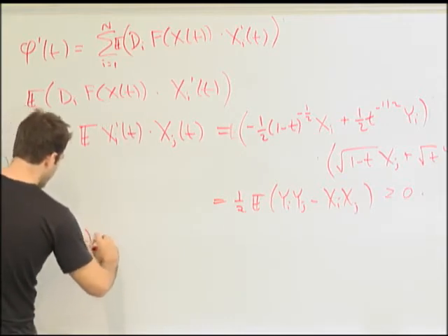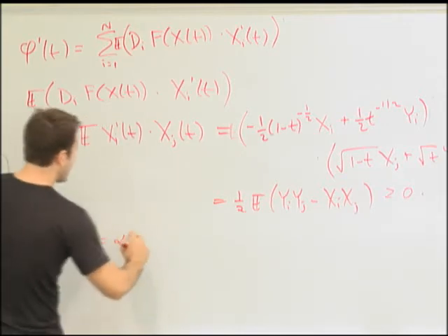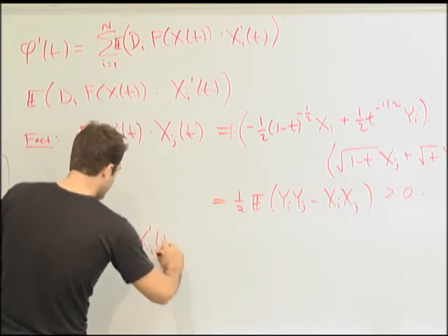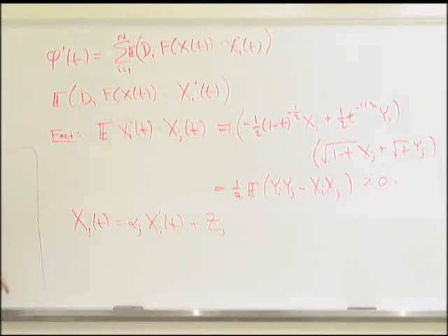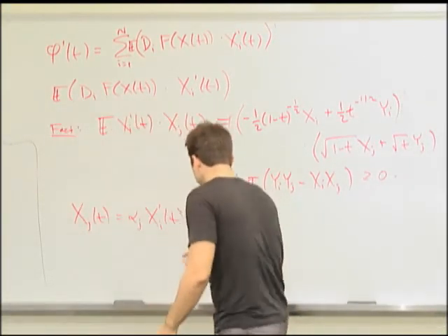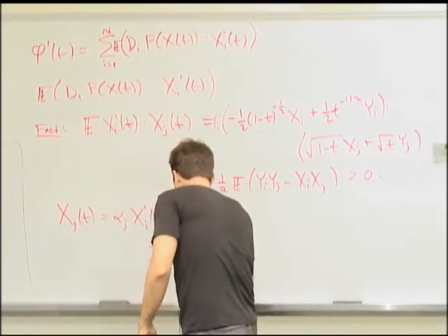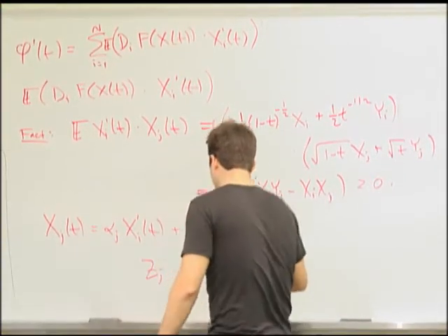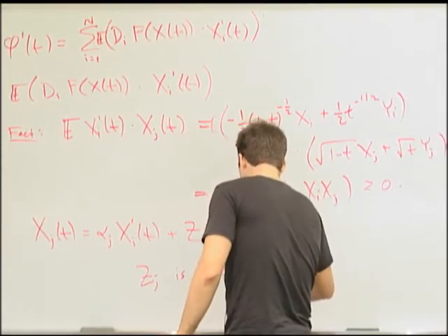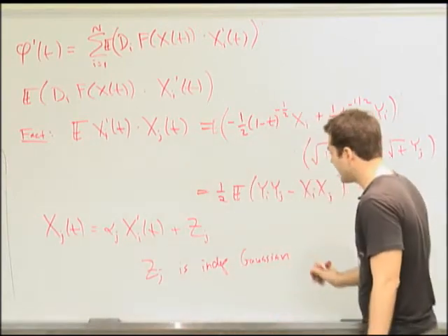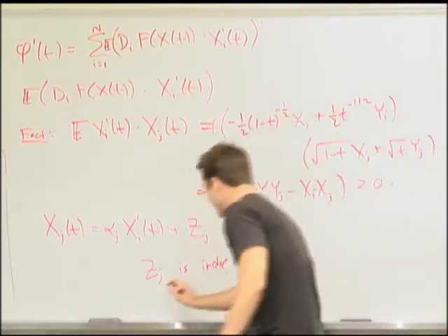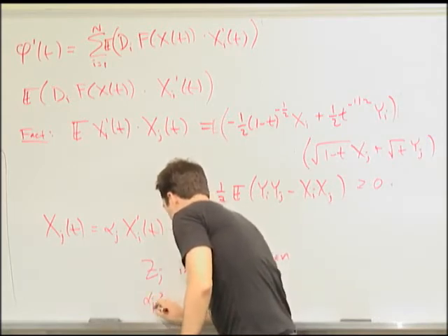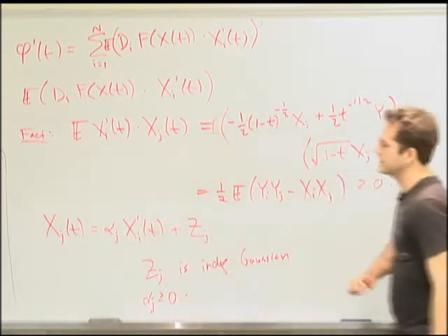This means we can write x_j(t) as some alpha_j times x_i'(t) plus z_j, where z_j is an independent Gaussian random variable. And the whole point is that the inner product is bigger than 0, and the alpha_j's are non-negative. Okay? So this is my claim.